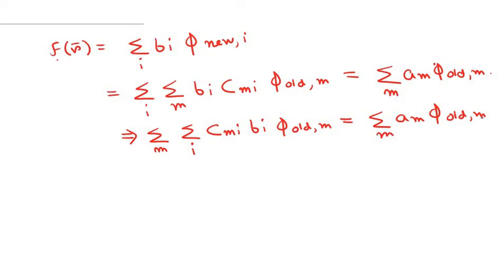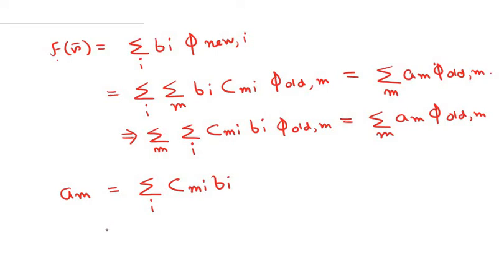Since this is true for any function f(R), the coefficient of this basis in these two equations must be the same. Otherwise this should not be true. So we get that a_m, which is the coefficient of phi old m over here, is equal to summation over i of c_mi b_i.